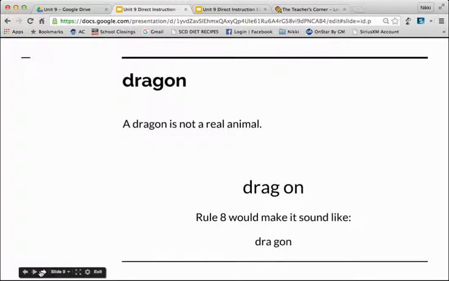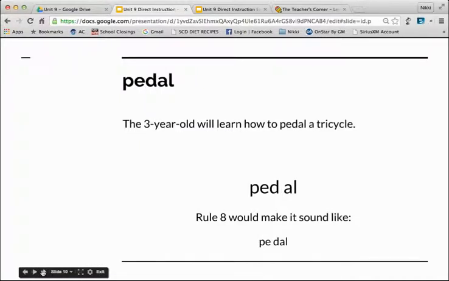Dragon. A dragon is not a real animal. If we used Rule 8, though, it would say "dray-gon." And so we use Rule 9 here and go with dragon. Pedal. The 3-year-old will learn how to pedal a tricycle. Rule 8 would make it sound like "pee-dal." So we want to go with Rule 9 because that doesn't sound familiar. Pedal.